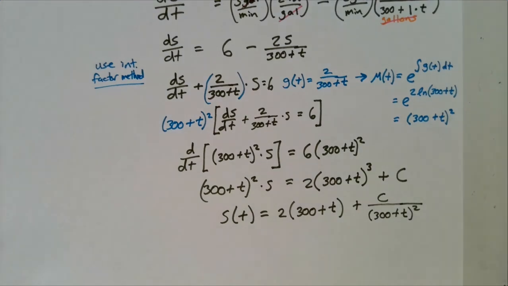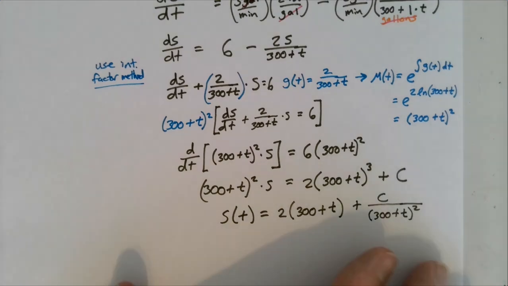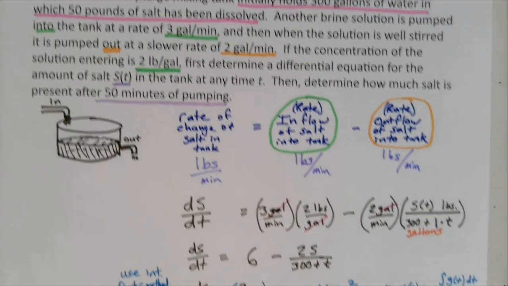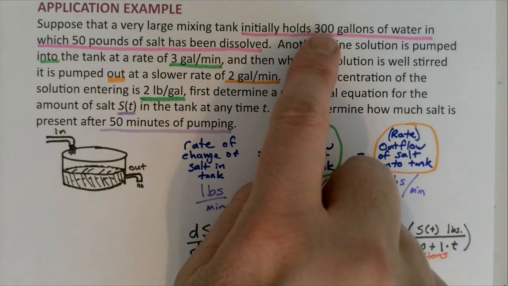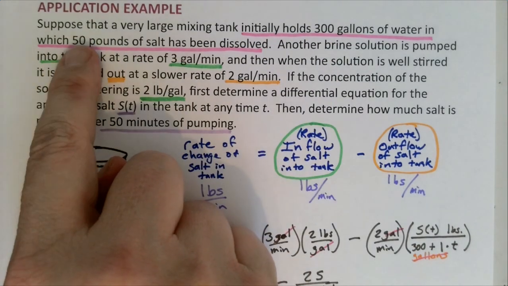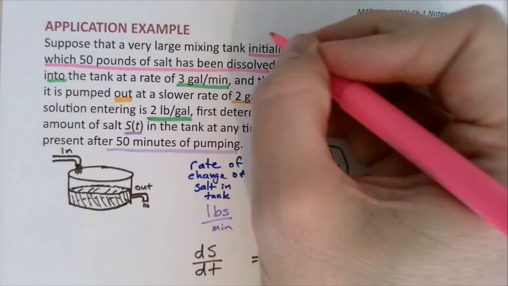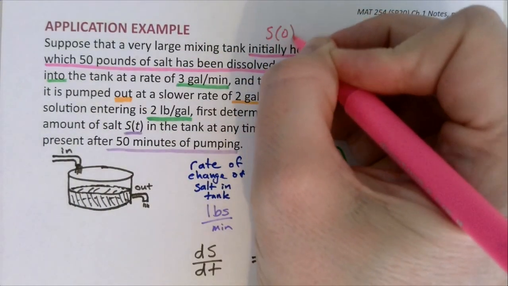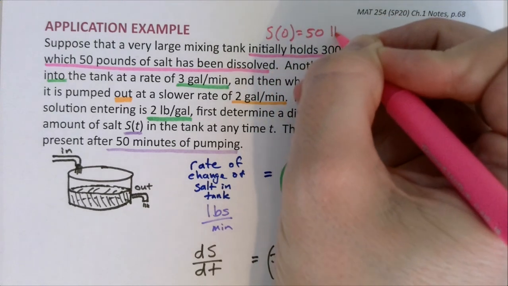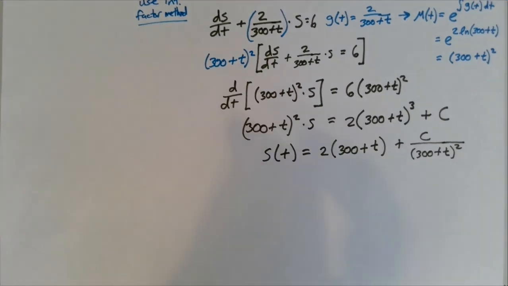So I can use my initial condition, which, if you remember, way at the top, my initial condition was it initially holds 300 gallons, but there's 50 pounds of salt. That's my initial condition. That is telling me that in this case, S of 0 equals 50 pounds of salt. So down at the bottom, I'll use my initial condition.